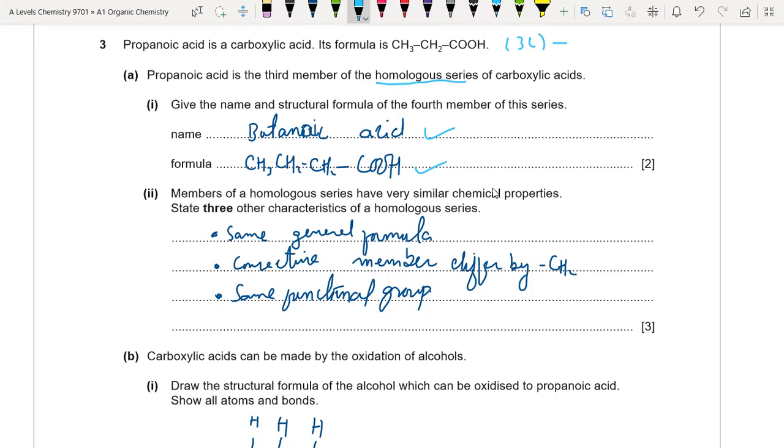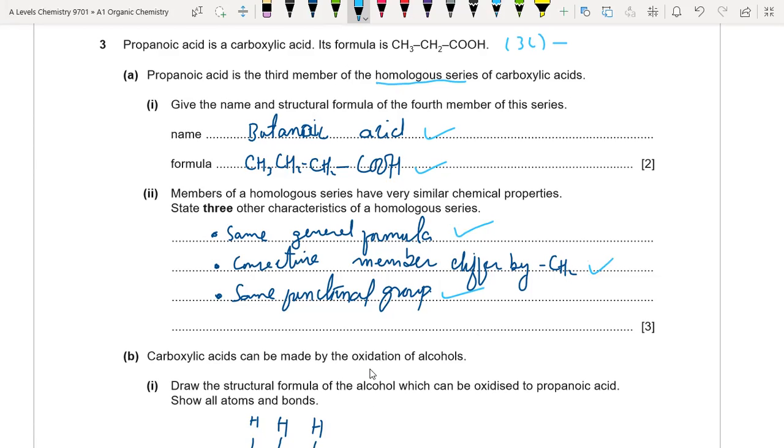Members of the homologous series have very similar chemical properties. State 3 other characteristics of the homologous series. Same general formula. All the homologous series compounds or molecules will follow the same general formula, and their consecutive members will differ by CH2, or all the members will have the same functional group.